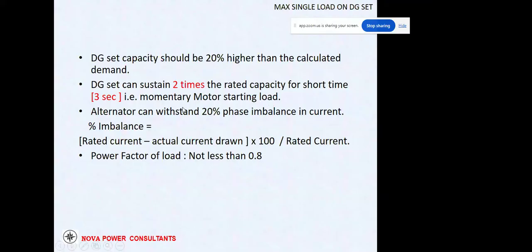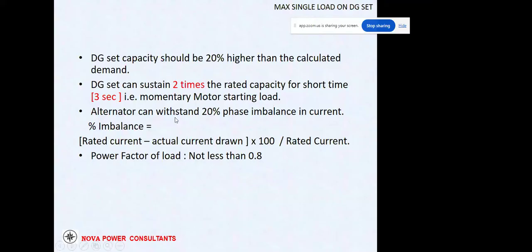It means, suppose we are doing an exercise of say weightlifting, something like that, and we have to just lift the load. Our normal capacity is say 20 kg lifting, but momentarily we can lift 40 kg, but for 3 seconds we just show that yes, I can lift, which is my maximum power. So in that fashion, a DG set can sustain two times the rated load. That is just a starting demand by the motor.